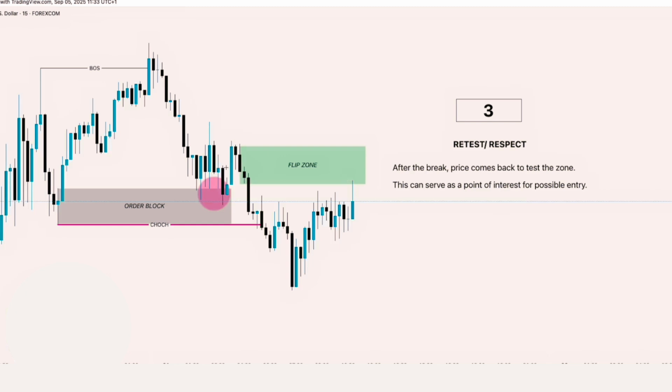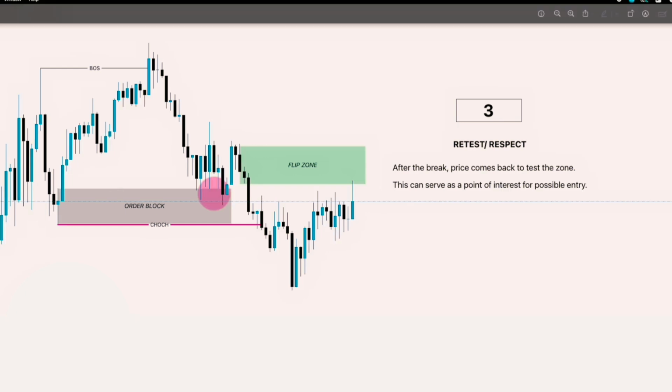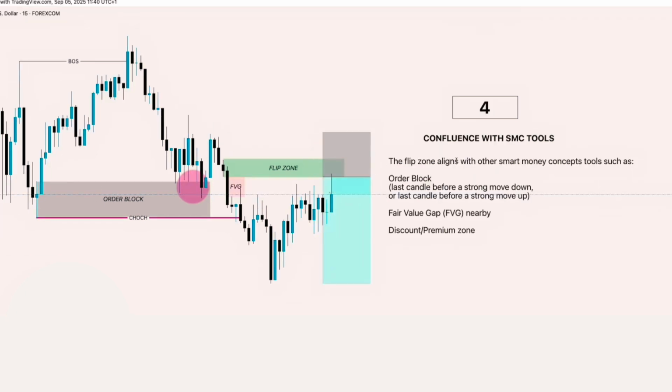I would also show you guys how to specifically map out the points of the flip zone, just like how we do for that of an order block. Have it in mind that when mapping out your flip zone, it still follows our SMC rules. So the confluences with the SMC tools. Now, the flip zone aligns with other smart money concept tools, such as order block.